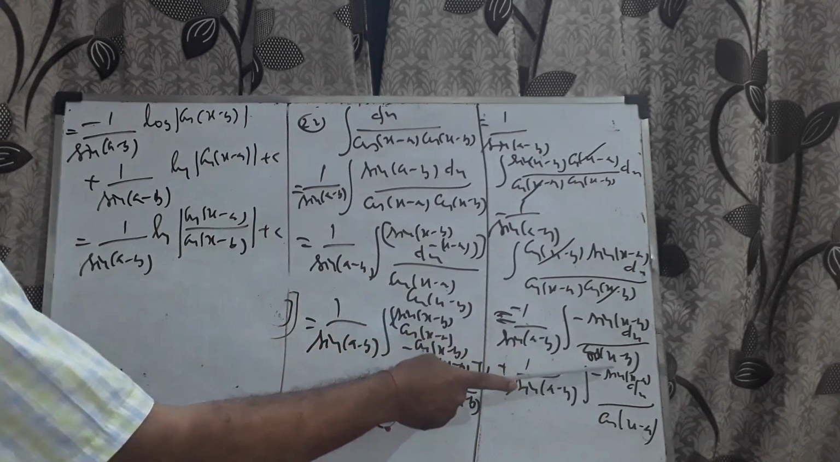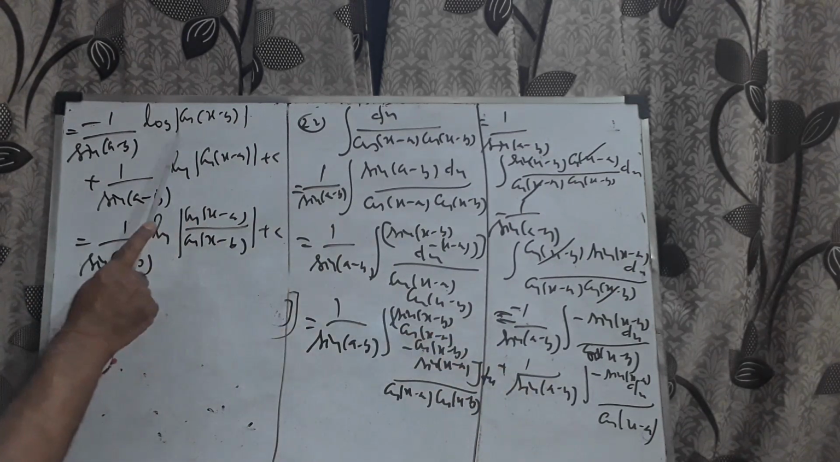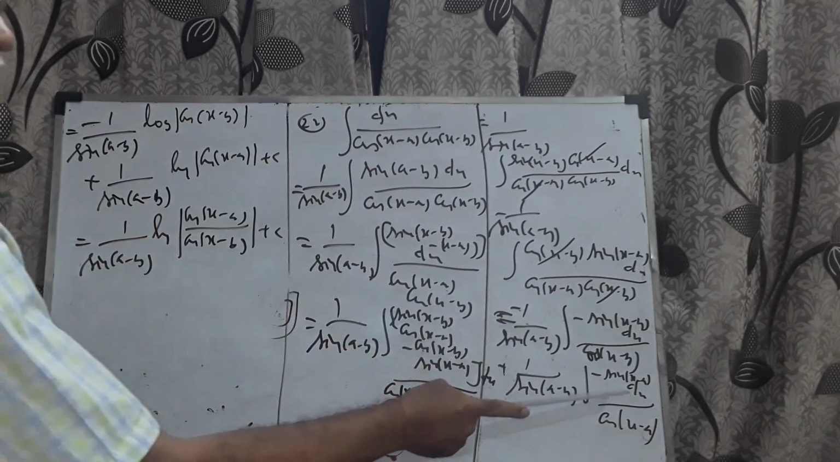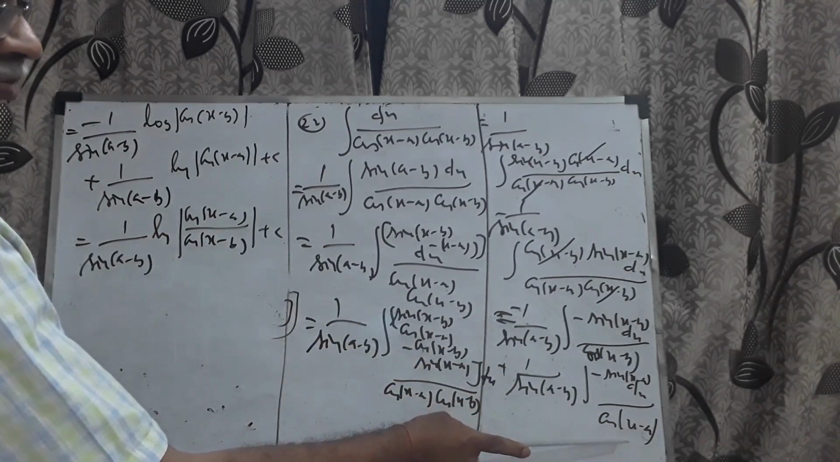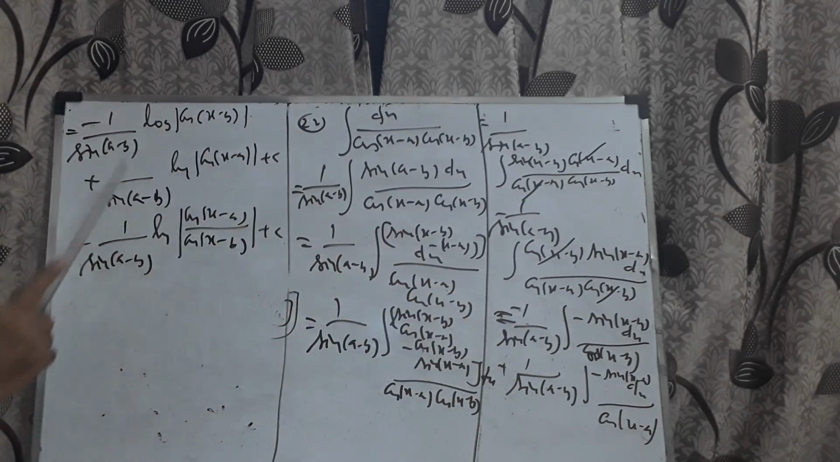This is the form dt by t, where t is cos x minus b. I am avoiding that for log of the denominator. This is the form du by u, where u is cos x minus a. I am avoiding that part. Log mod this. Taking 1 by sine a minus b as common, I get log of cos x minus a by cos x minus b plus c, using the division rule of logarithms. Sorry for the interruption.